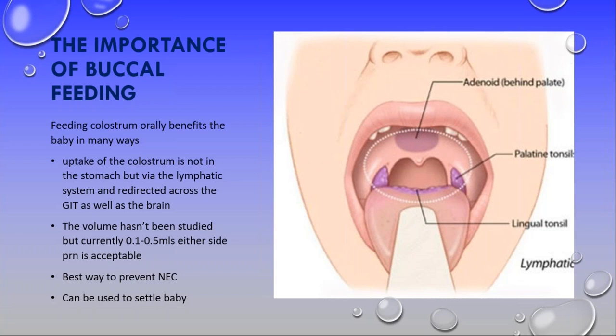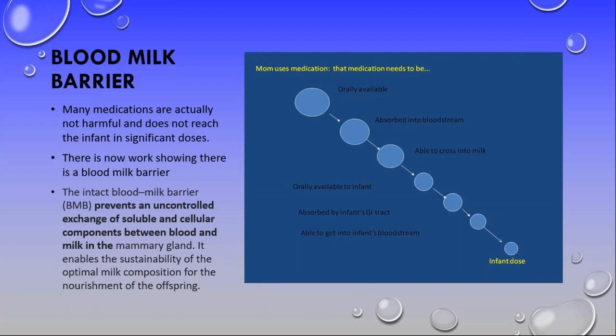Now, there's a whole new concept considered the blood-milk barrier. Very often when we ask, why haven't we started breast milk? We get all sorts of questions, all sorts of stories. The mother is on high blood pressure medication. The mother is on a lot of antibiotics. The mother is on psychiatric antidepressants.